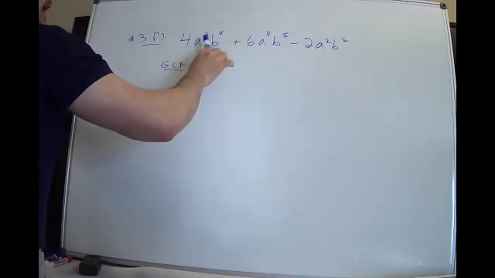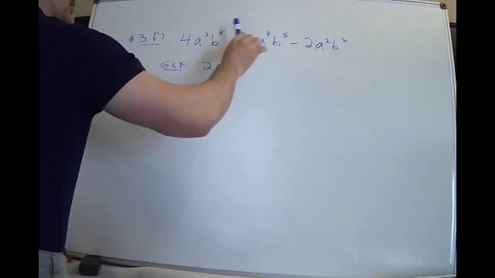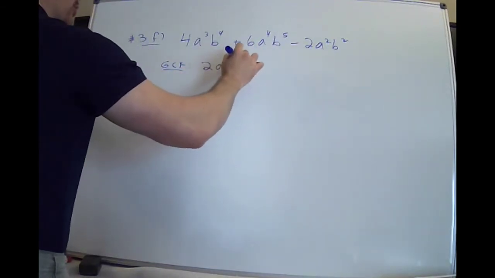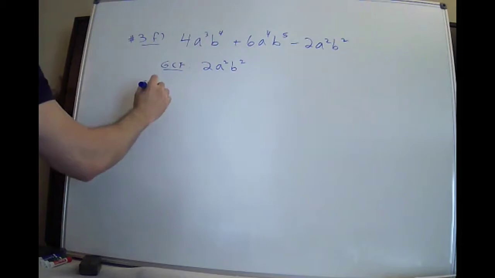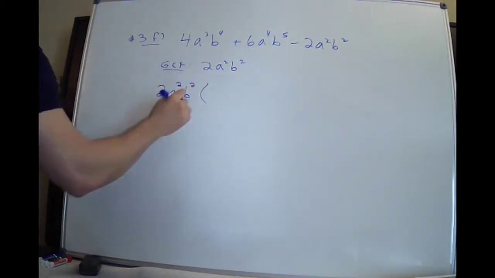You have a^2, a^3, a^4. You take the smallest one, which is a^2. You have b^2, b^4, b^5. You take the smallest one, which is b^2. Now you write that in the front, and then you divide it away.